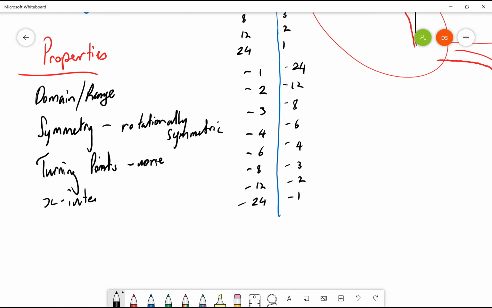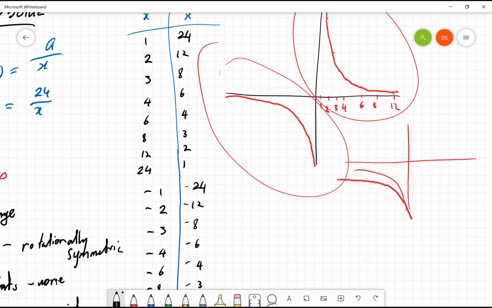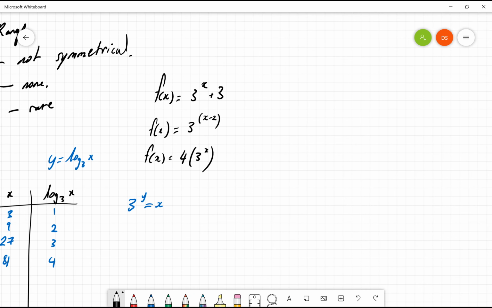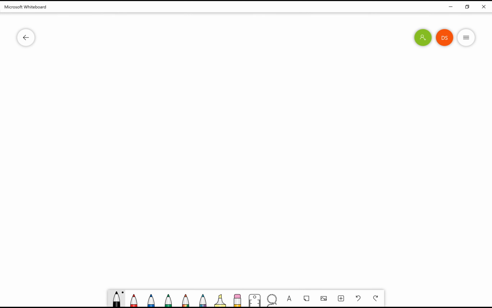x-intercepts, they don't normally happen. What are we missing? Turning points, x-intercepts, symmetry, and domain range. We've done them all. Okay, and there's something I'm missing. And that thing that I'm missing, what I think is really important, is that these graphs have this other property that we haven't explored. All three of these have this property. And this property is called asymptotes. That's a very hard word to say.